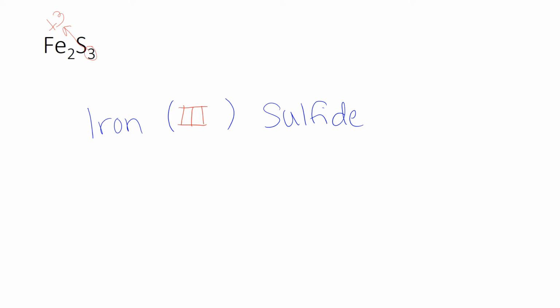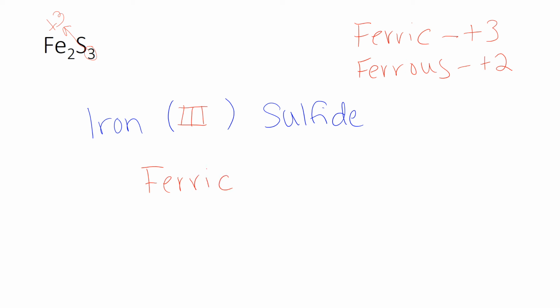Another option that you have is calling this either ferric or ferrous sulfide, and that uses the Latin root, and we always give the -ic ending to the higher charge and the -ous to the lower charge. So in terms of iron, ferric would be a +3 iron and ferrous would be a +2 iron. So because we know we're dealing with iron 3, we could call this ferric sulfide as well, and either of those names would work.